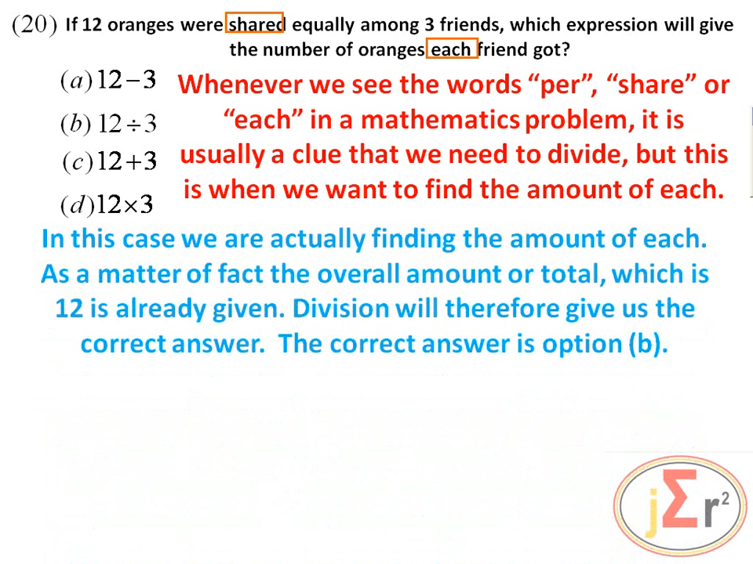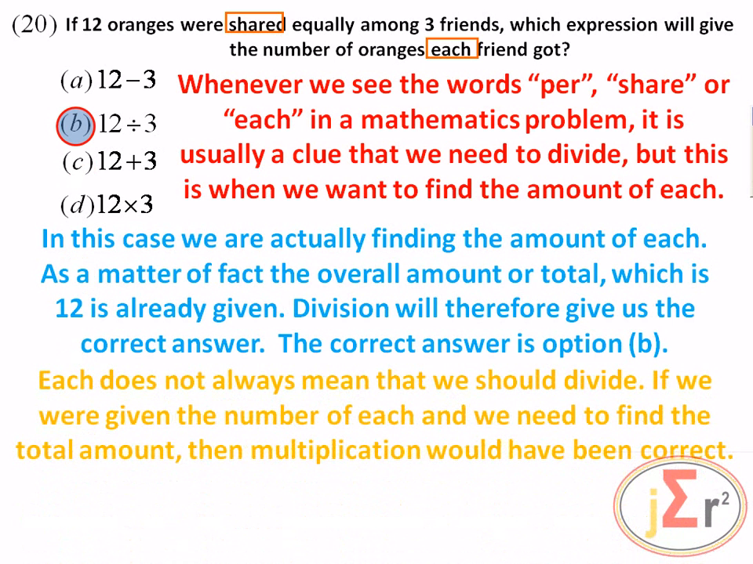In this case, we are actually finding the amount of each. As a matter of fact, the overall amount or total, which is 12, is already given. So we are sure that this is not a multiplication problem. Why? Because if we are multiplying, we would be finding the total amount. Is the total amount given, Jerry? Yes. What is the total amount? 12. Right. So we are sure that we need to find the amount or the number of each, and that will be done by division. Division will therefore give us the correct answer. The correct answer is option B.